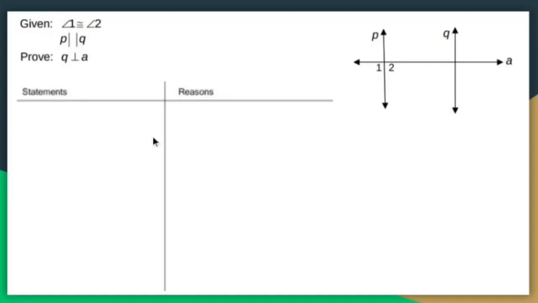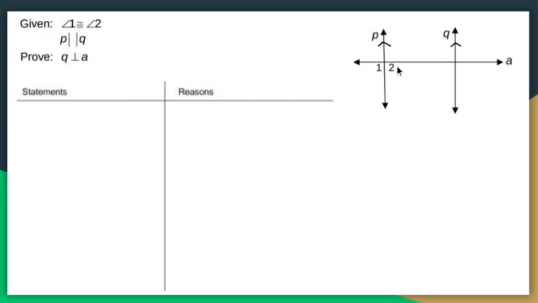All right, we got a two-column proof. We are given angle 1 and angle 2 are congruent. We're also given P and Q are parallel. I need to show that Q is perpendicular to A. So in order to show that Q is perpendicular to A, I need to show that 1 and 2 are 90 degrees. So this is actually not too bad.